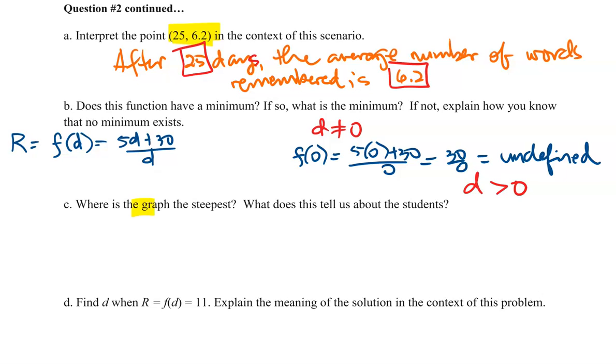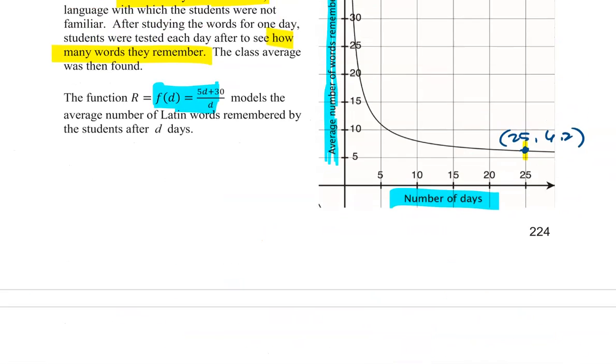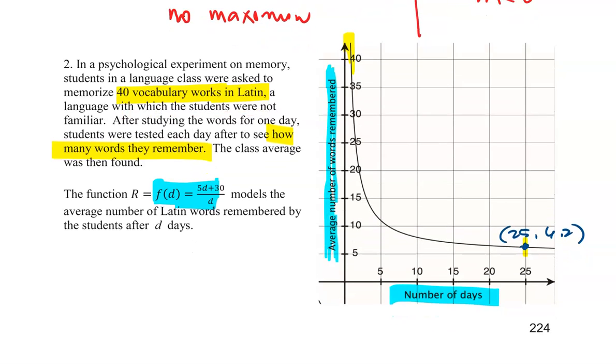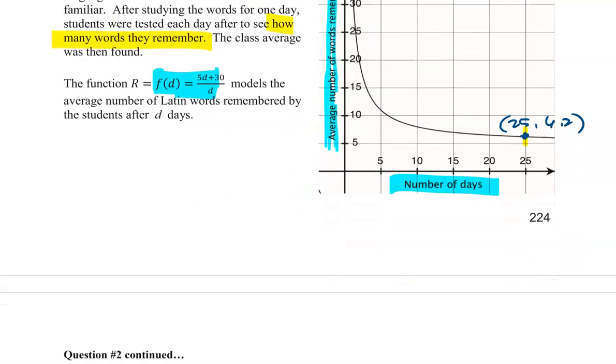See where the graph is steepest, and what does this tell us about the students? If you go back to our graph, it's very steep at the beginning, and that tells us that the students remember the words at the very beginning, and they tend to forget the words after how many days, isn't it?